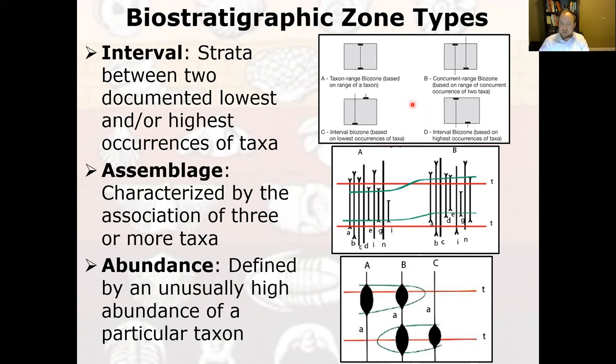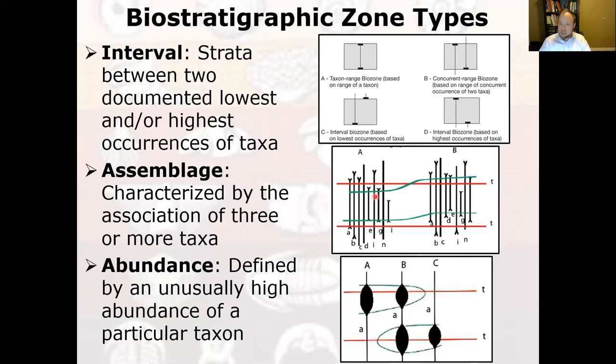That's an interval zone. An assemblage zone is taking a step further and characterizing based on the association of three or more taxa. So in this case, they've got a lot of taxa, and this biozone in between the green is defined by the presence of most of those taxa. And so we see that the ranges of a couple individuals is wider than that biozone. So using more fossils gives you more resolution.